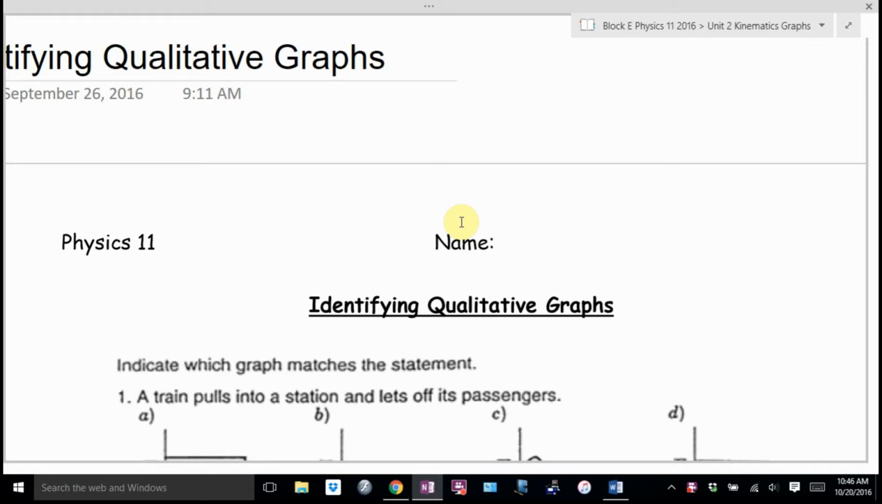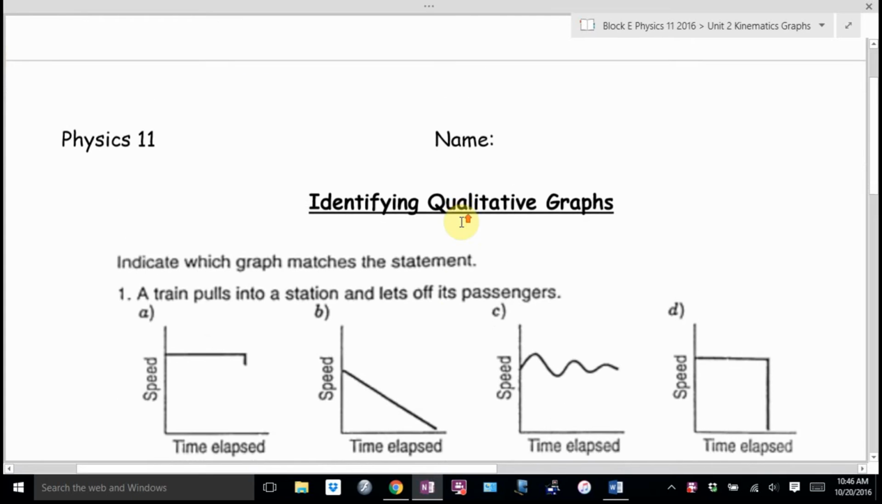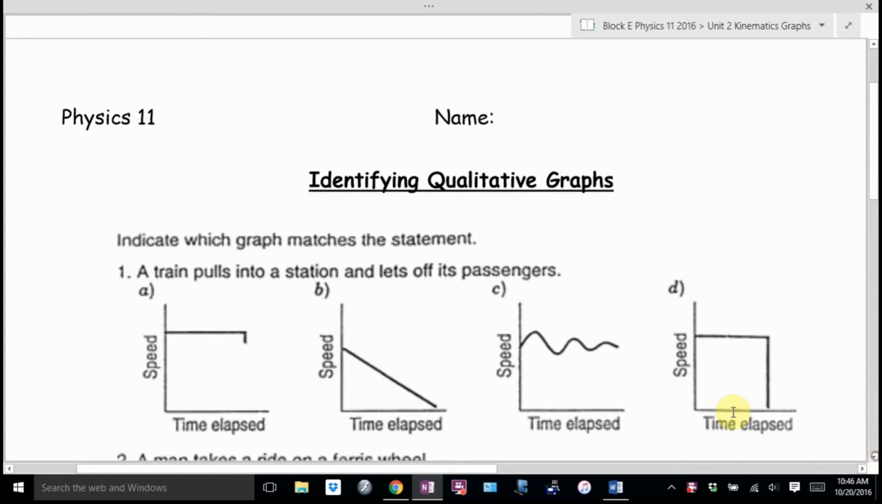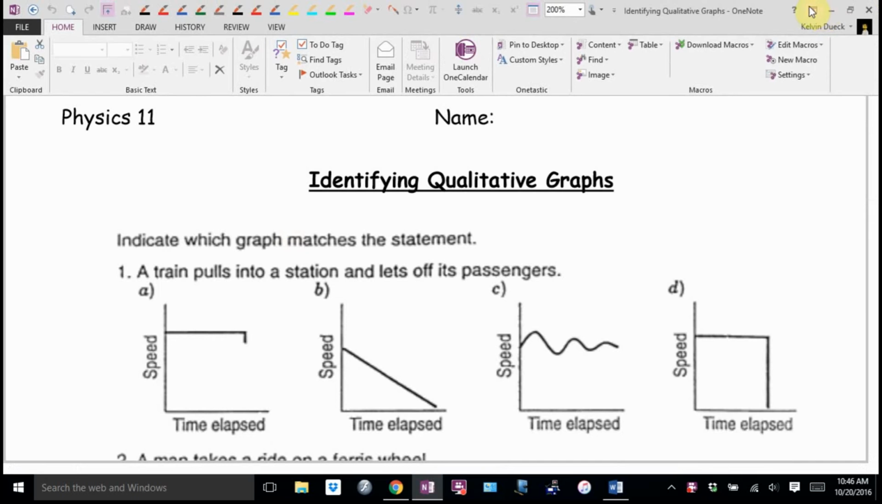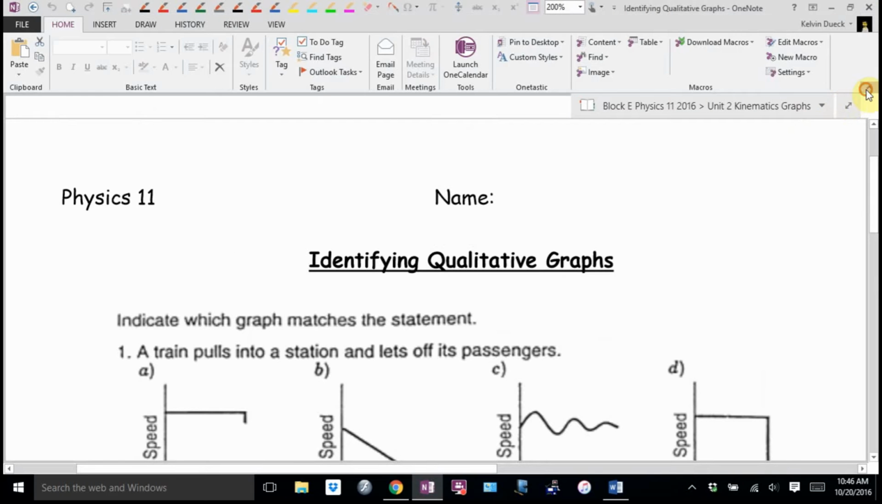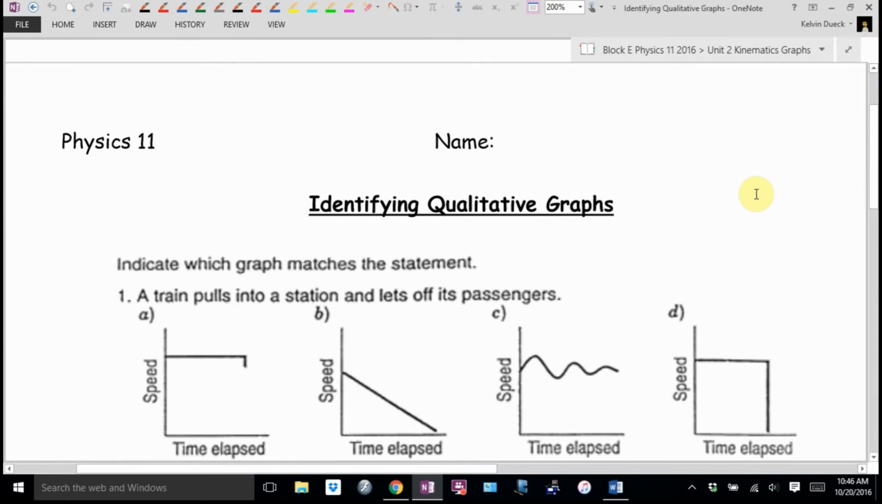And the answer, Gurjo, will be yes. But we'll start off visually first. And so here's what we're going to do. I have a graph for you right here. It says this: indicate which graph matches the statement. And the first statement is, a train pulls into a station and lets off its passengers.